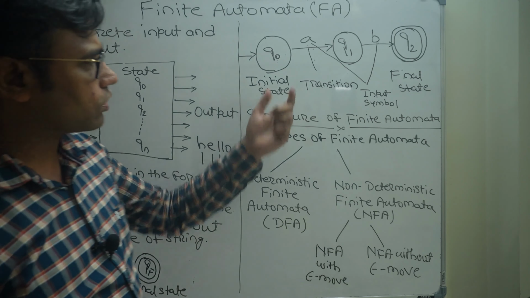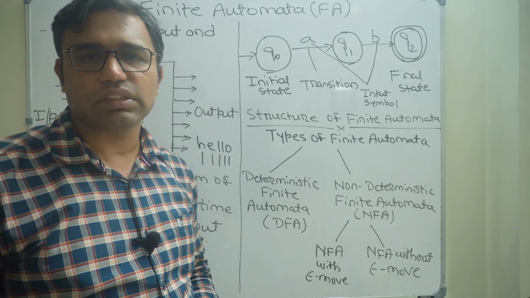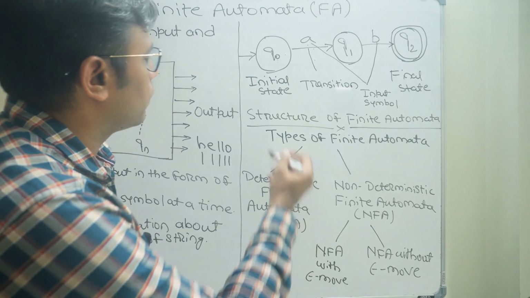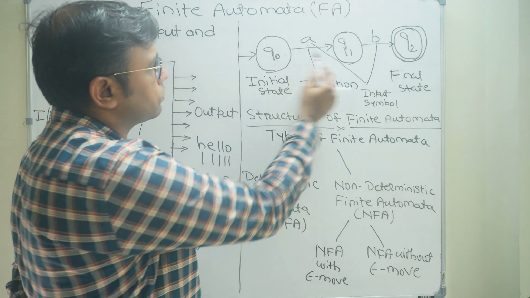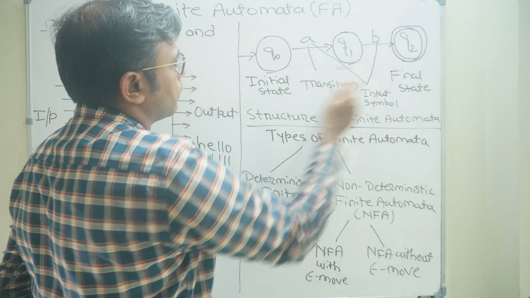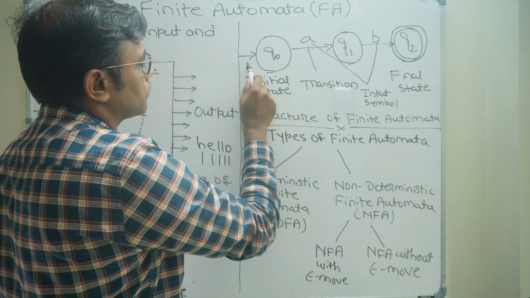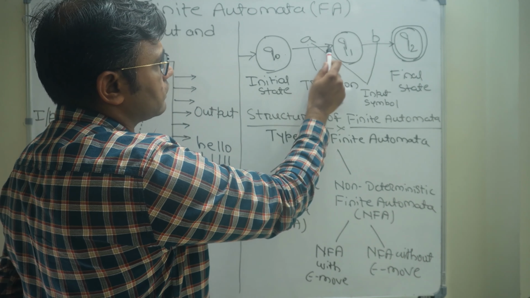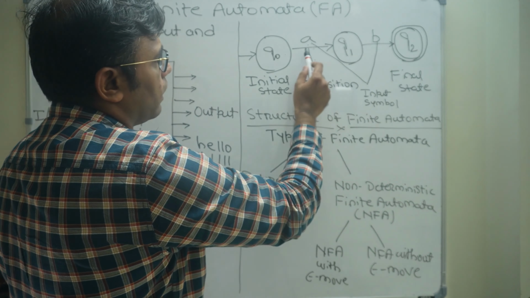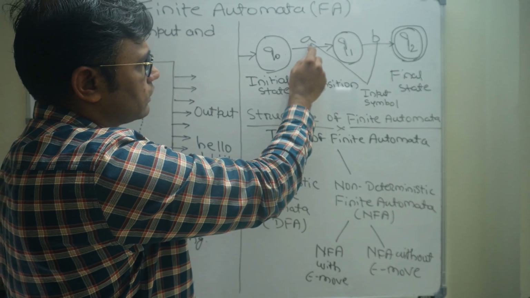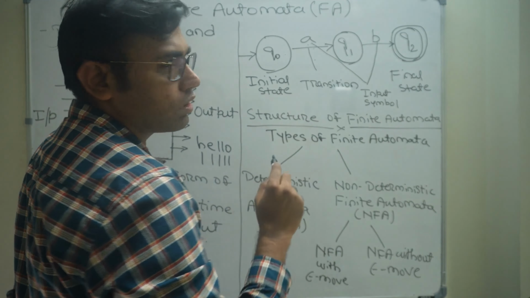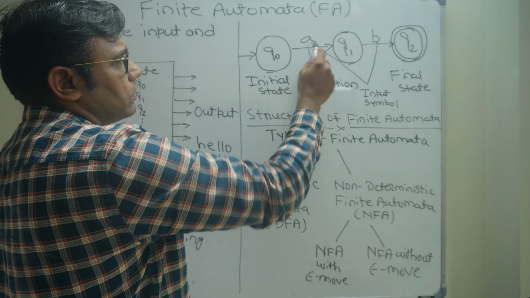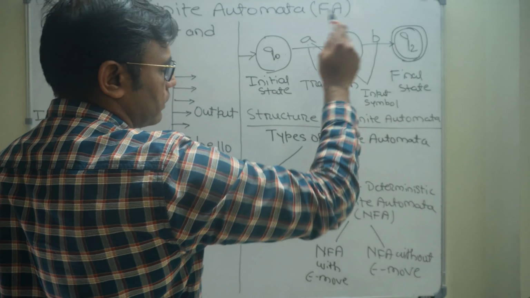So let us see the structure of finite automata. Finite automata contains states, transition and input symbol. Let us see what is transition and what is input symbol. Here there are three states, q0, q1, q2. q2 is the final state, q0 is the initial state. To move from one state to another state there is a transition. So this arrow is called a transition, and over the transition there are input symbols. Here there are two input symbols. So this is the structure of finite automata: it contains state, transition, input symbol, and there is an initial state and final state.